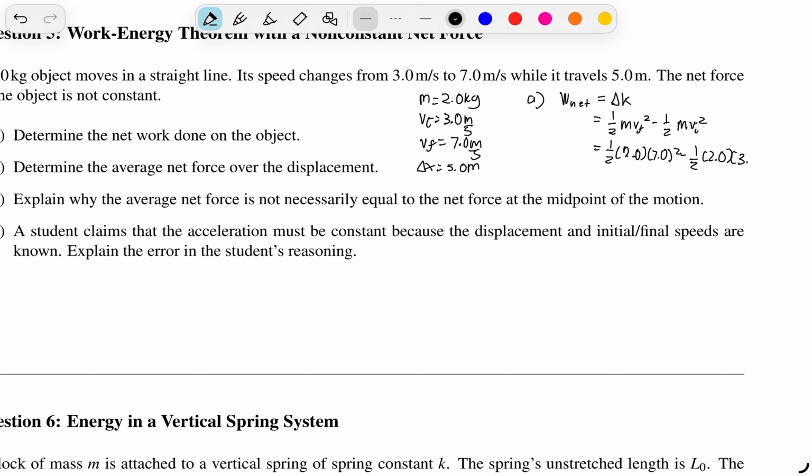And we have an initial of 3.0. So if you plug this in your calculator, you get 49 minus 9, and you would have 40 joules for part A.